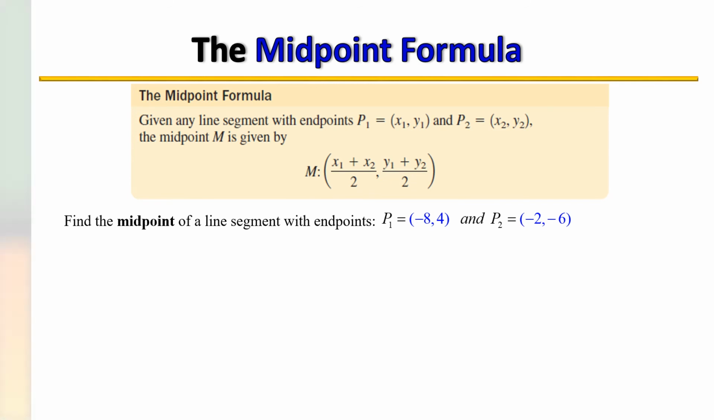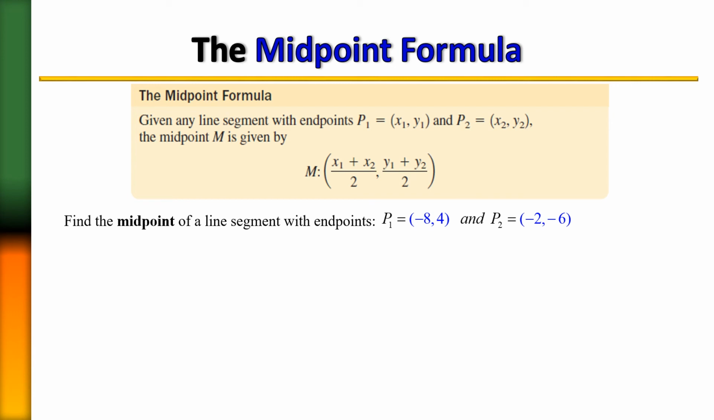Let's do another example. This time we have no graph, but you are given the 2 endpoints of this line. So you have a line, and the endpoint on one end of the line is -8, 4, and on the other end of that line, the endpoint is -2, -6. Now all we need to do is plug those points into the midpoint formulas, and then we can identify the location of the middle of that line.